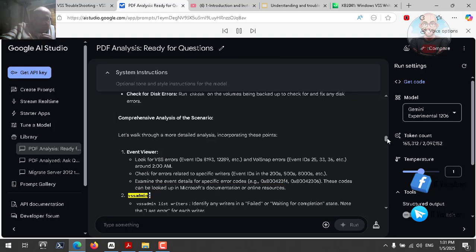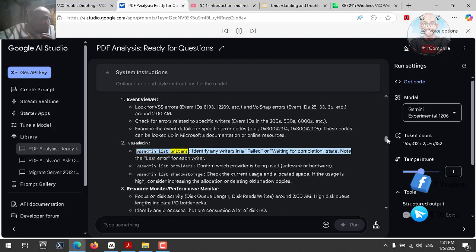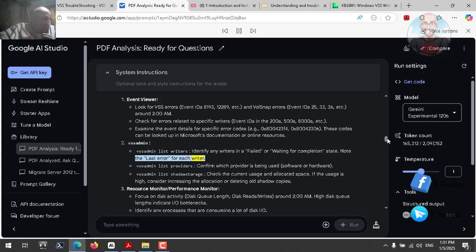Resources. sadmin list writers. Identify any writers in a failed or waiting for completion state. Note the last error for each writer. sadmin list providers. Confirm which provider is being used, software or hardware.